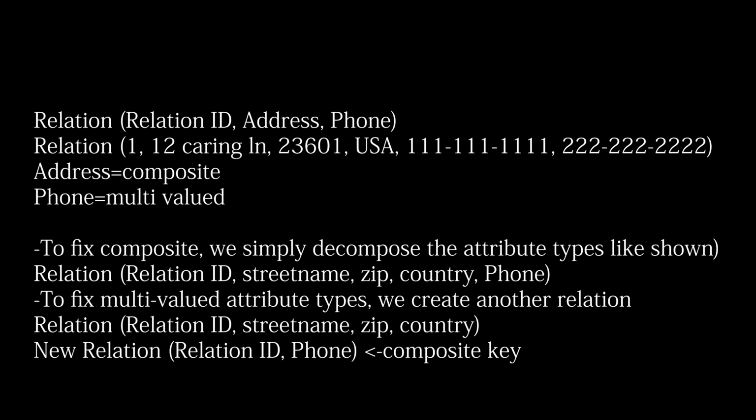A multi-valued attribute type is something that has more than one value, like phone numbers which someone can have. For composite attribute types, simply decompose the attribute types. To fix multi-valued attribute types, we simply create another relation. The new relation has a composite key, and it has a foreign key related to the first relation.